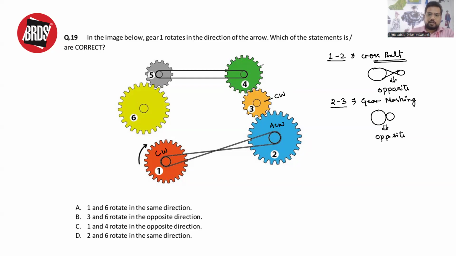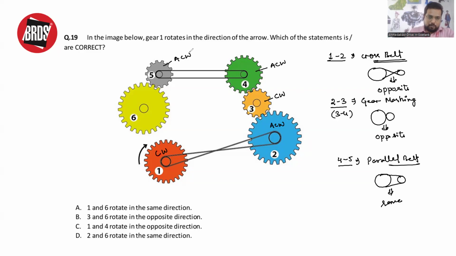Again, the gear 4 and 3 will also have the same connection. So it will go anti-clockwise. Same way for the third and the fourth one also. Gear number 4 and 5. The connection of gear 4 and 5 is known as a parallel belt connection. Where the gears are connected like this, similar like the bicycles we do use. In this case, the direction remains same. So if it is rotating anti-clockwise, this will also rotate anti-clockwise. Again, 5 and 6 is similar like this situation, so it will go clockwise.